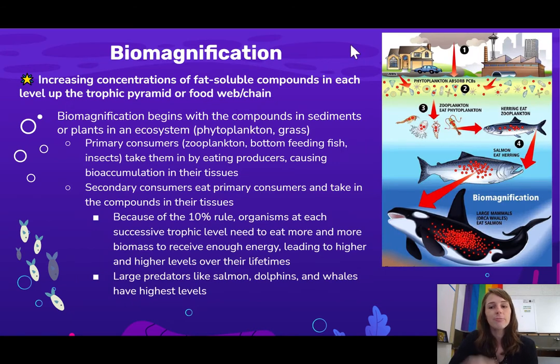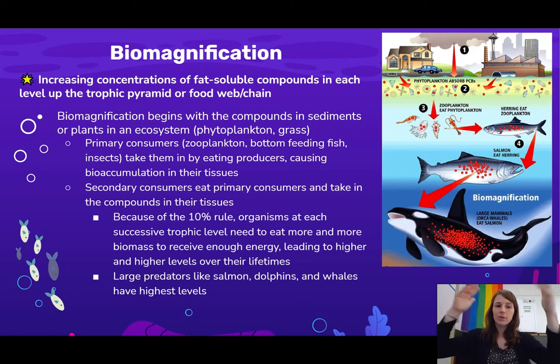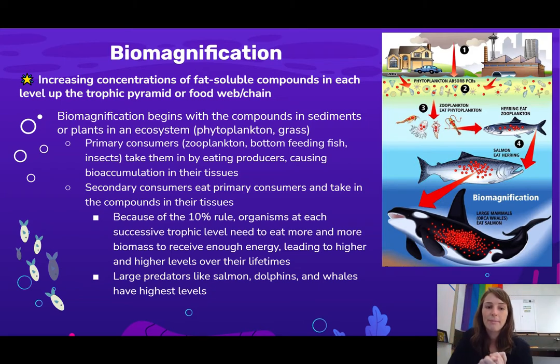So now we have biomagnification. Bioaccumulation is going to be on an organism level. Biomagnification is going to be on an entire trophic pyramid, food web level. So biomagnification is where we get the increasing concentration of fat-soluble compounds in each level as we move up the trophic pyramid, or as we move up the food chain or the food web.